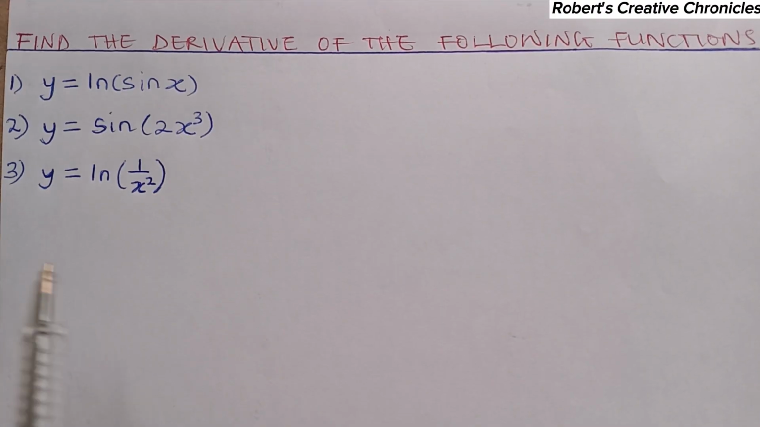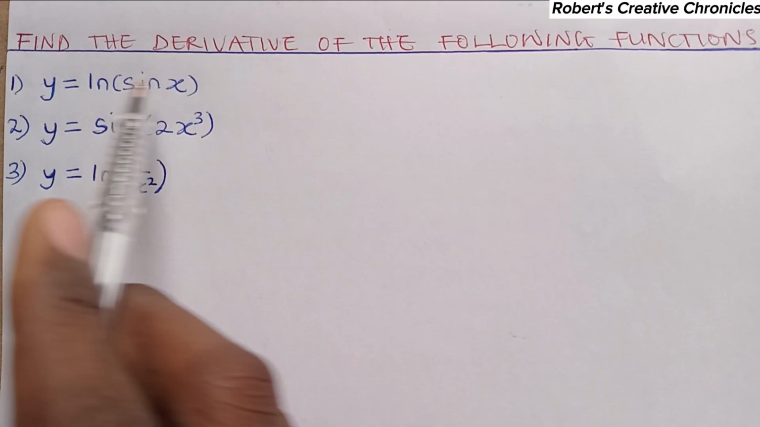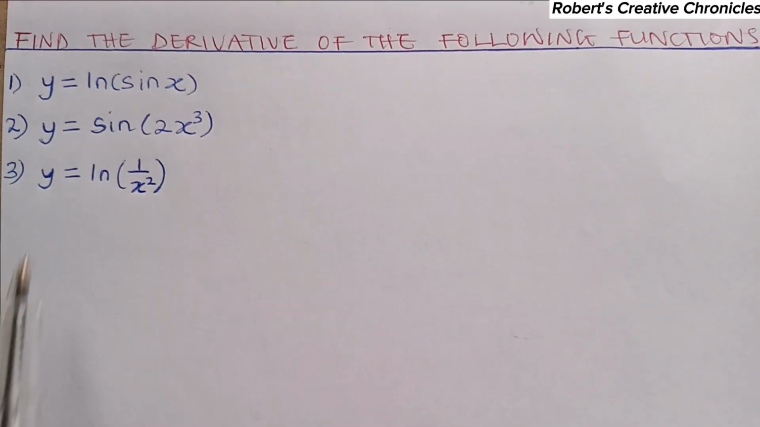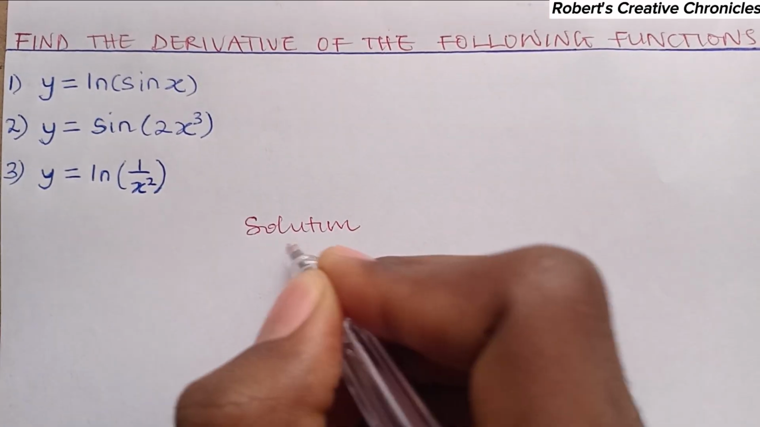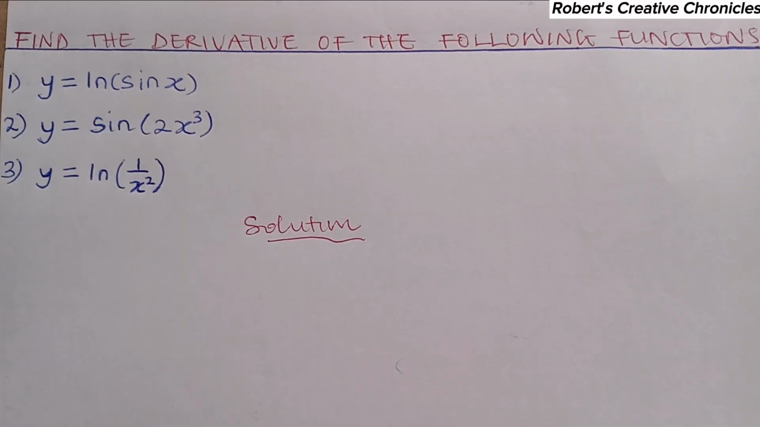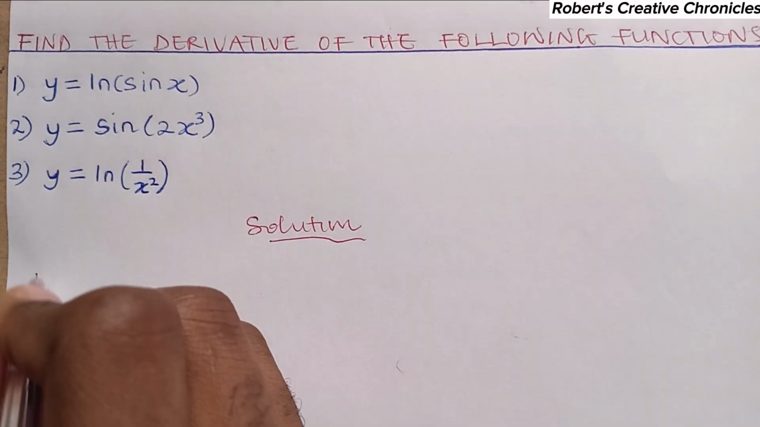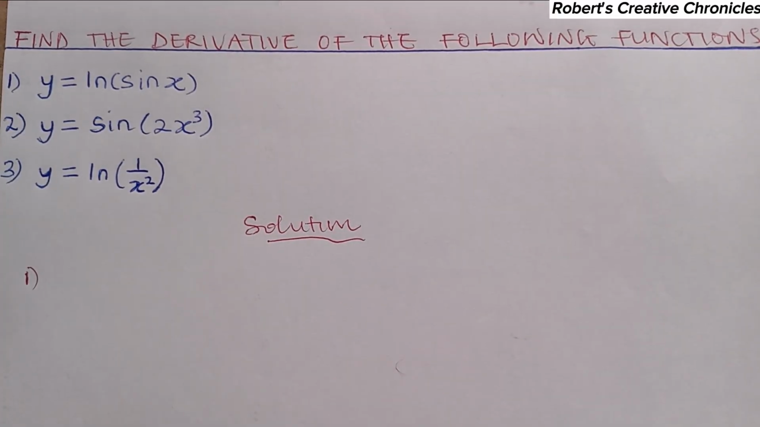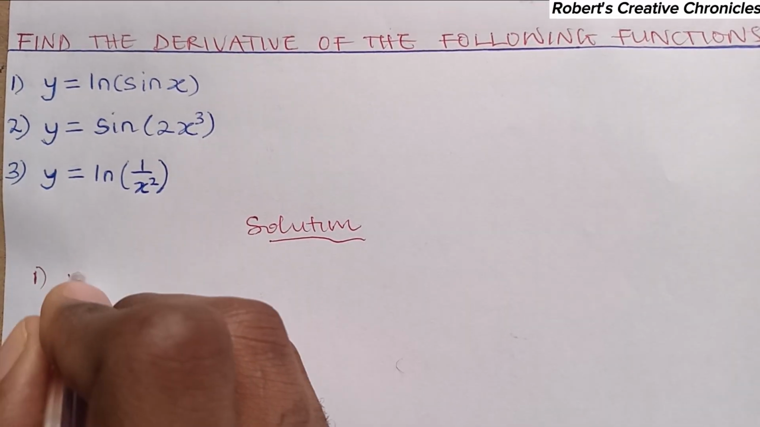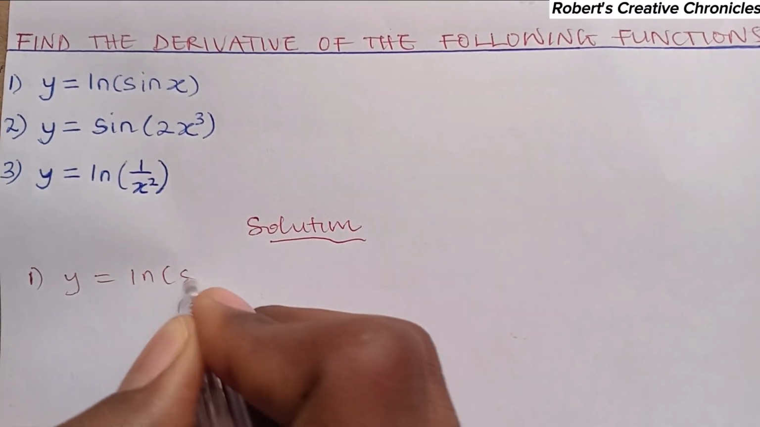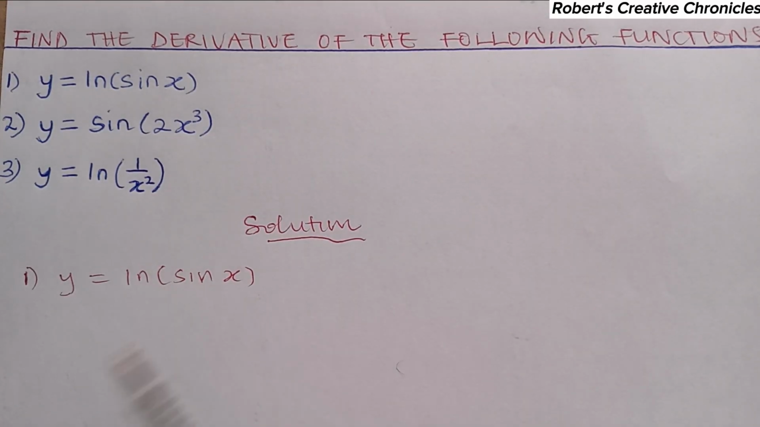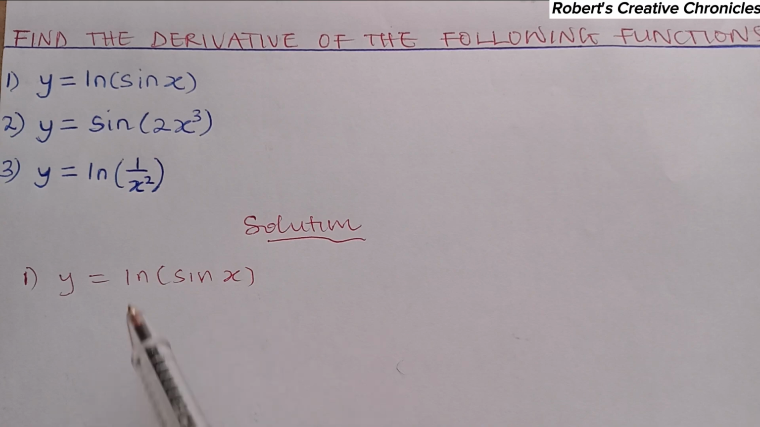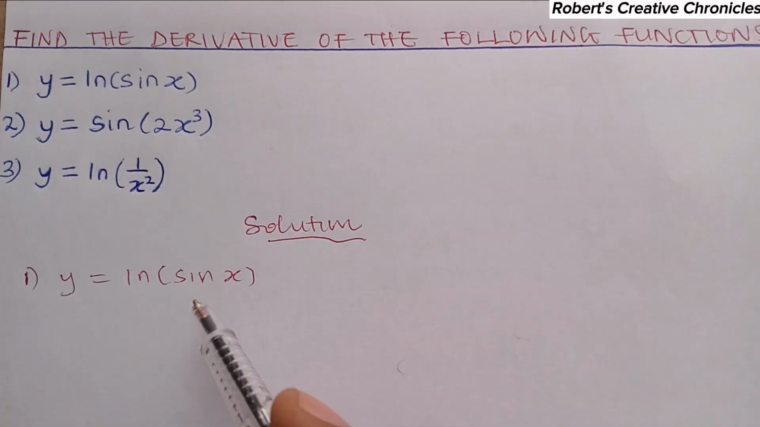So today we'll be solving this question which states: find the derivative of the following functions. These are the functions. Solution. Now we'll start with the first one. The first function is y equals ln sine x. Now this is also a function of a function, so we are going to use the chain rule to solve it because it's a composite function. The core is sine x, that is the inner function.